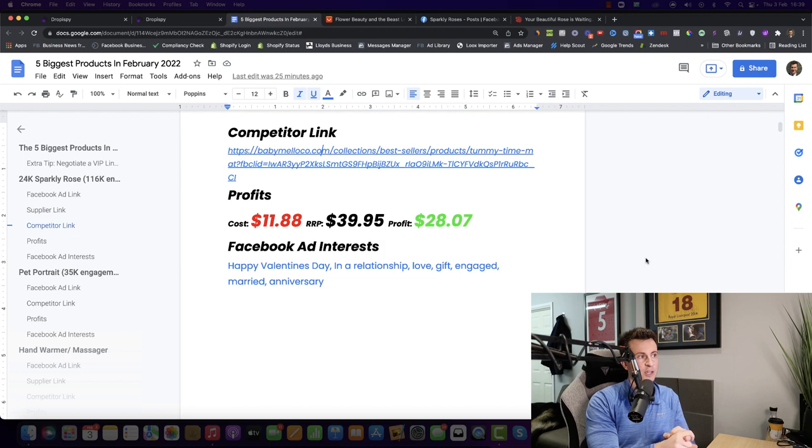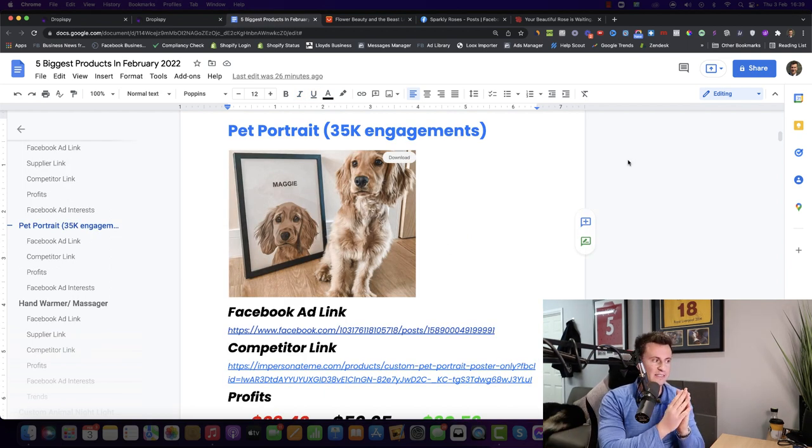Moving on to the fifth and final product, and definitely one of my favorites, is this pet portrait.